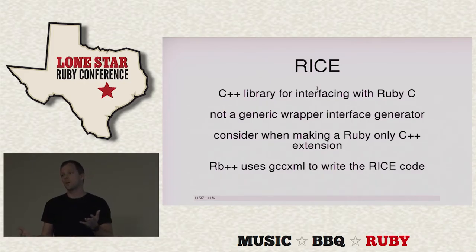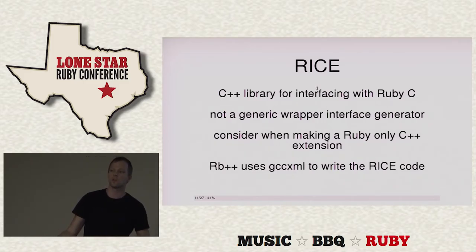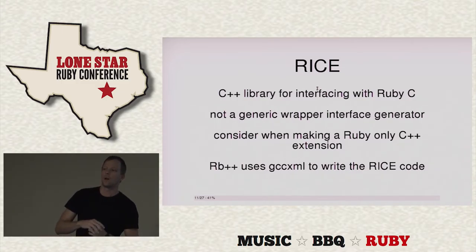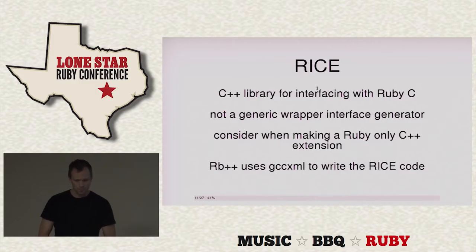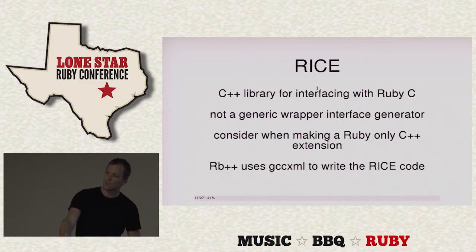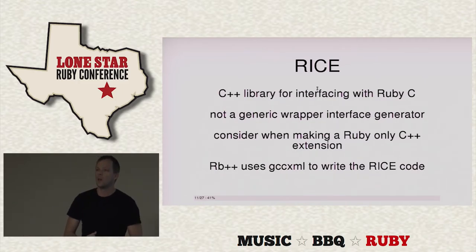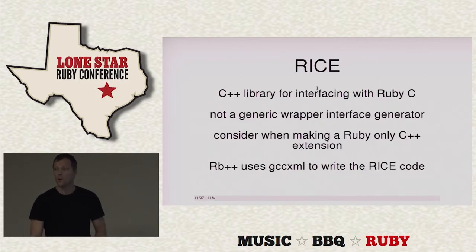And RB++ makes Rice more like Swig in that it uses something called GCC XML, which is an XML description of your C++ library, and then it writes the Rice code for you, and then compiles your extension to build that interface. I have not used this one. I looked into it as one of the possible choices, but it seemed kind of interesting under certain use cases.